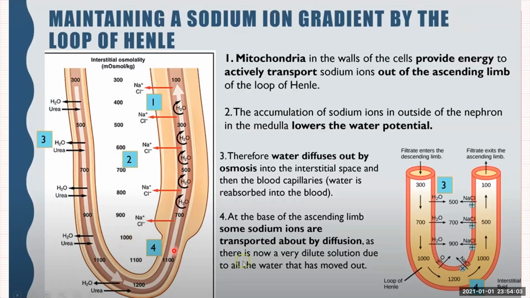And then at the base of the ascending limb, some sodium ions are transported out by diffusion, as there is now a very dilute solution due to all the water that has moved out, right? So here you can see the molalities started from 300 here, right? But then, because of the high solute concentration here, it is the highest here at 1200 at the proper loop of Henle. And then you see through the ascending limb a lot of sodium chloride is actively being transported. So here you see it's hypotonic, right? So this is a diluted filtrate right now. It contains less solute, it contains more water.